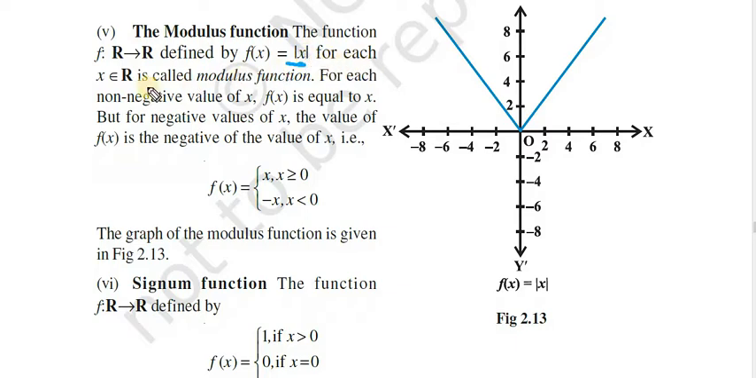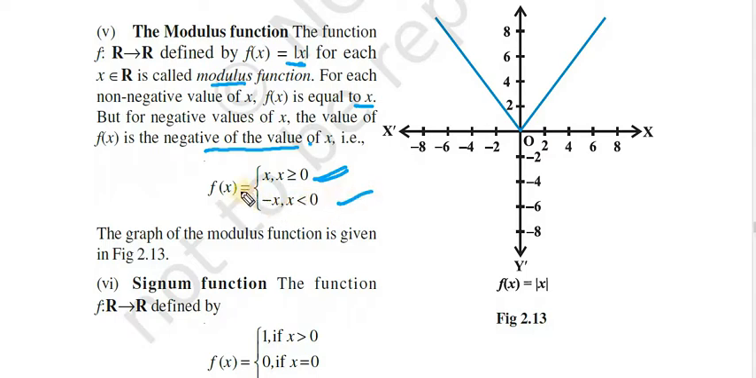So for each real number x, this is called the modulus function. For each non-negative x, f(x) is equal to x. If x is non-negative, f(x) is equal to x. If x is negative, then f(x) is equal to the negative of the value of x. Whatever the value of x is, it will be the positive value. So f(x) equal to x for x greater than or equal to 0, there is no problem, and it will be minus x if x is less than 0.